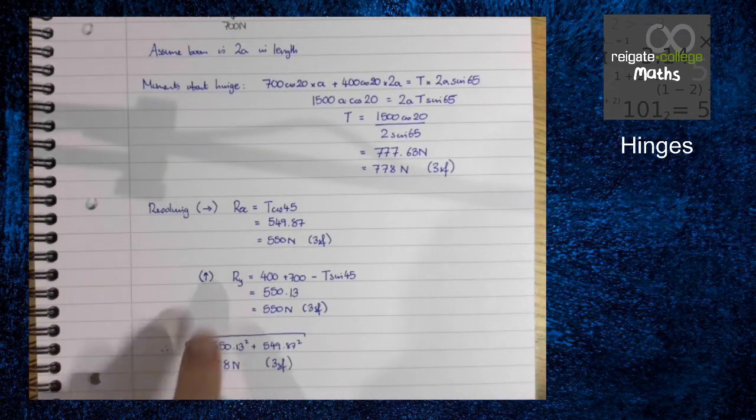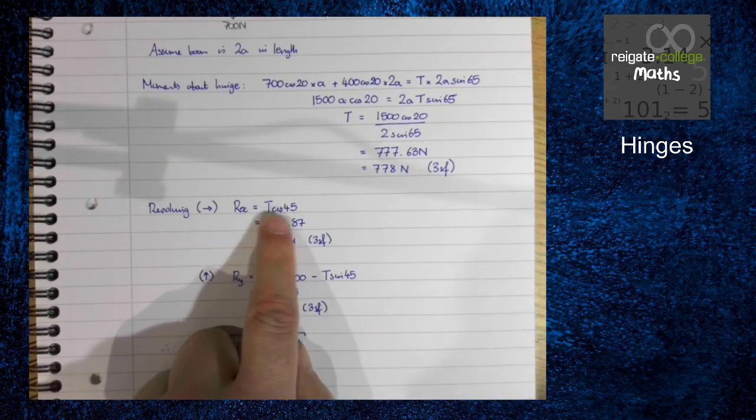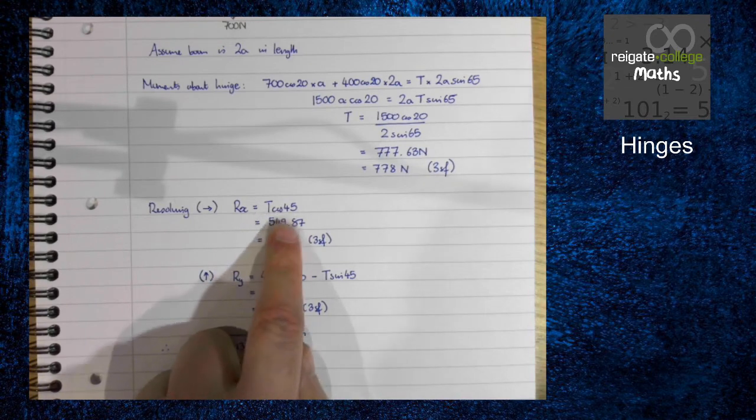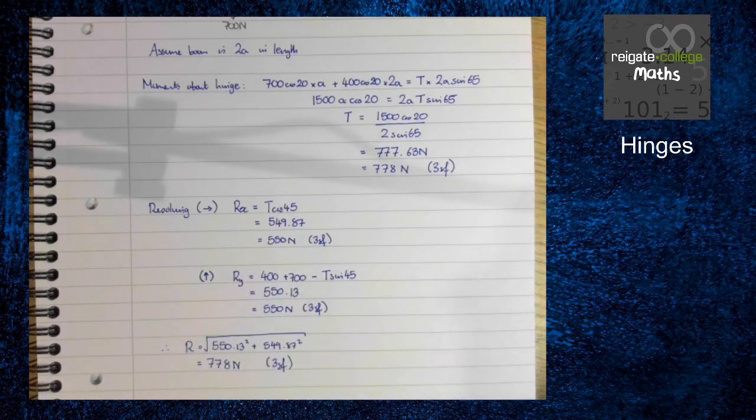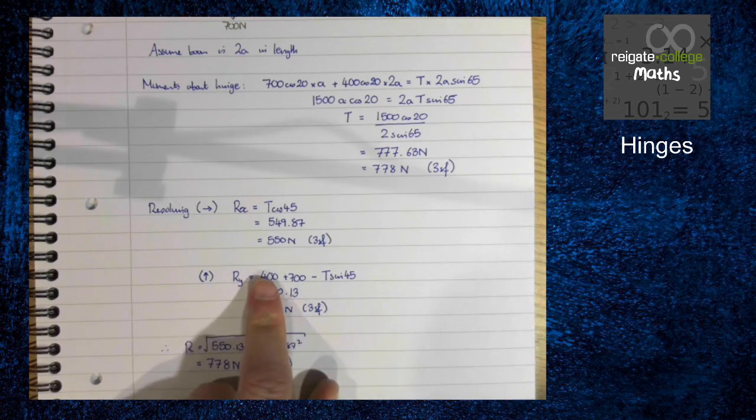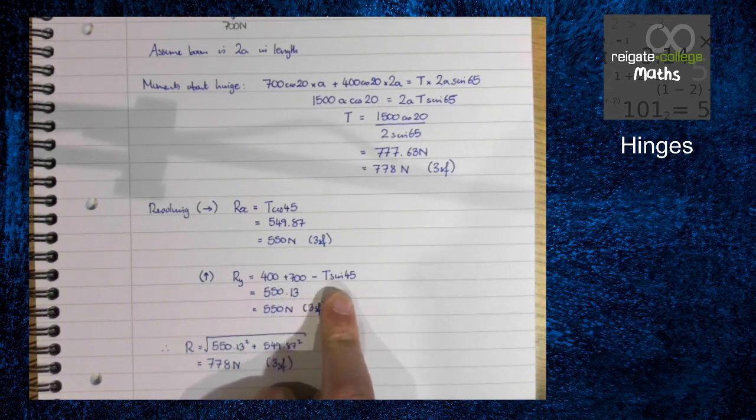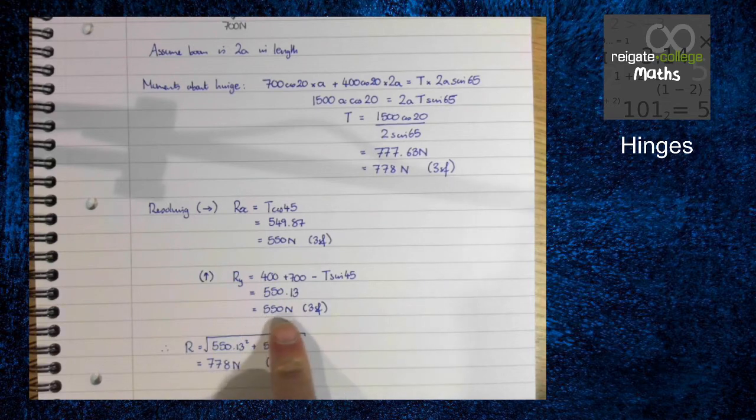So we can see here, resolving horizontally, we get Rx is T cos 45, which comes out as 550 newtons to three significant figures. Ry is the sum of the weights minus the upward tension, which is 550 to 3 significant figures. And so we get R as 778, which is exactly the same as T, which is interesting in terms of the way this question works.